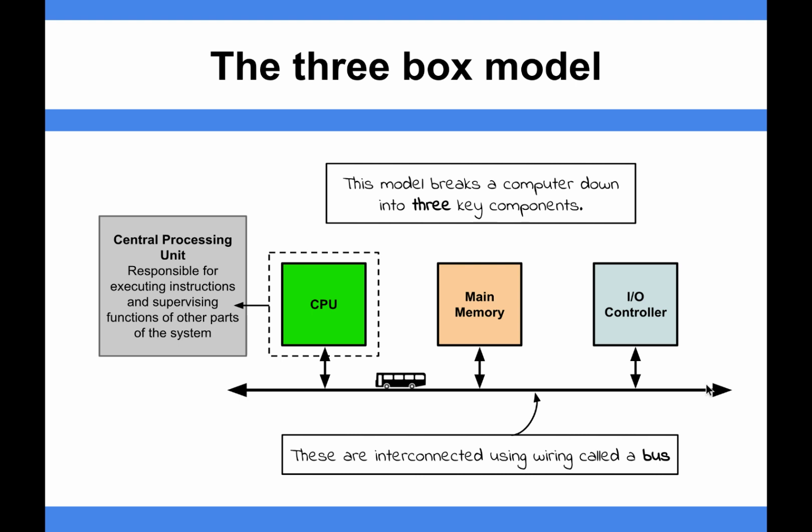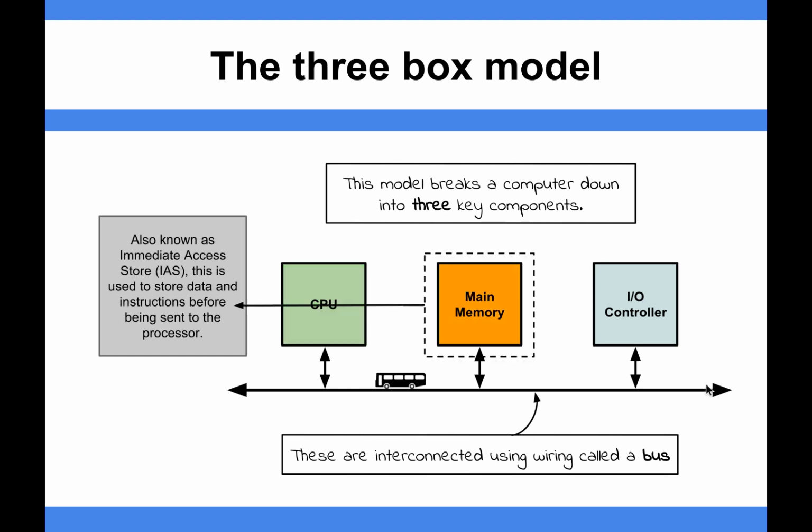So your CPU, which is your central processing unit. So this, as you know, is responsible for executing instructions and supervising functions of other parts of the system. Your main memory, which can also be known as IAS, which is immediate access store, and this is used to store data and instructions before being sent to the processor. This is your RAM. RAM is your main memory because it's before being sent to the processor.